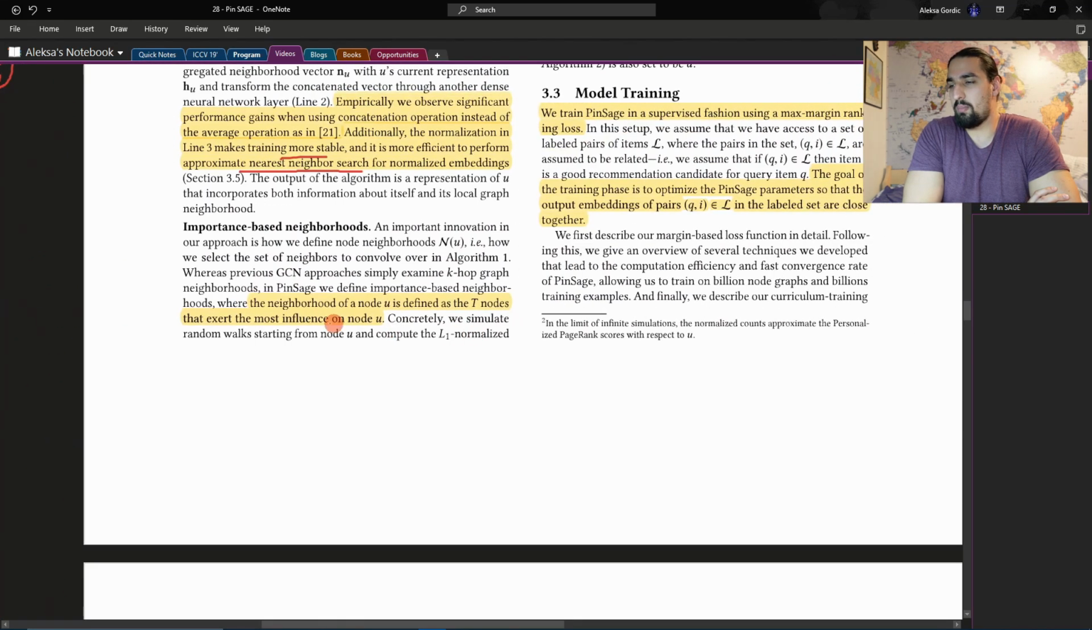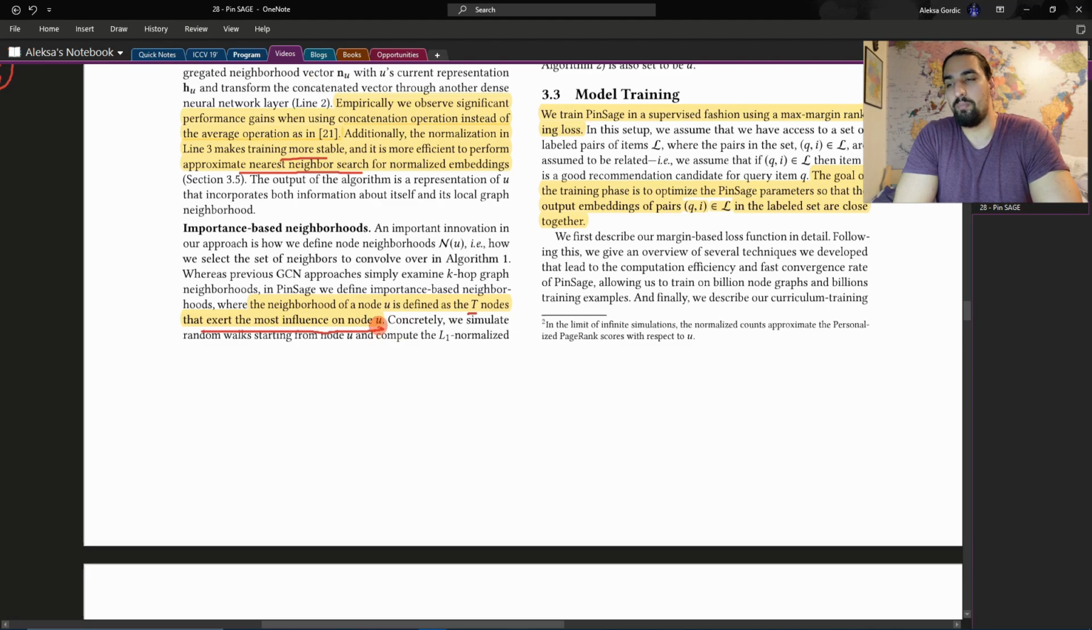So they mention here the neighborhood of a node U is defined as the T nodes, and I mentioned that's 50, that exert the most influence on node U. It's pretty much intuitive that all of those nodes which had the highest visit counts are in a sense the most influential ones, because we have the highest probability of visiting them. They are the most connected in a way to our target node U.